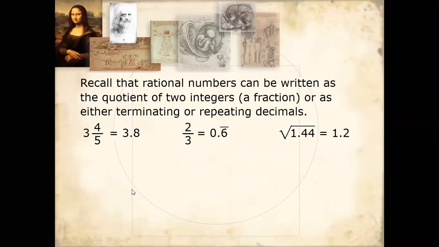Recall, rational numbers can be written as the quotient of two integers, a fraction, or as terminating or repeating decimals. Now take the number 3 and 4 over 5. Can we change it into a decimal or not? How will we change 4 over 5? Did you remember? We'll make 3 multiplied by 5 is 15, and 15 plus 4, so 19 over 5.